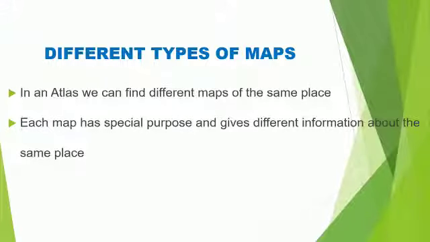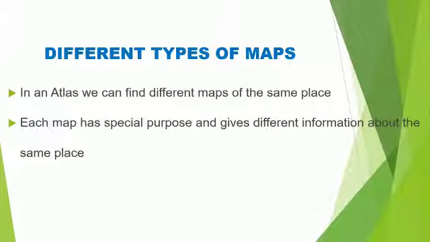Students, our next topic is about different types of maps. A map is a diagrammatic representation of an area of land or sea showing physical features of cities and roads, etc. Now we'll be discussing different types of maps. In an atlas, we can find different types of maps of the same place. Each map has special purpose and gives different information about the same place. Now when you need to refer to a map, it is important to choose the type suitable for your purpose.